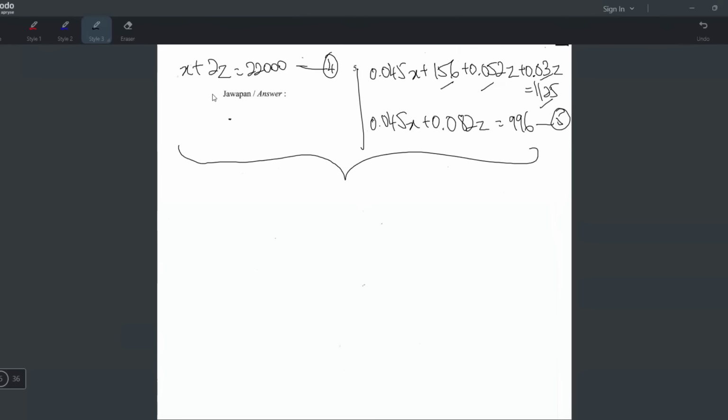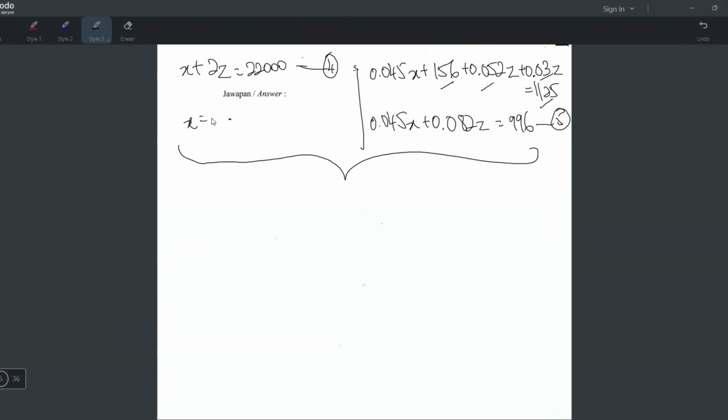Which method should I use? Substitution or elimination? Okay, I think I will use substitution again. Of course, you can do elimination also. For elimination, you make the coefficient for X the same, maybe you multiply with 0.045 and then it's the same and then you subtract. Can also. But I think I will do substitution.